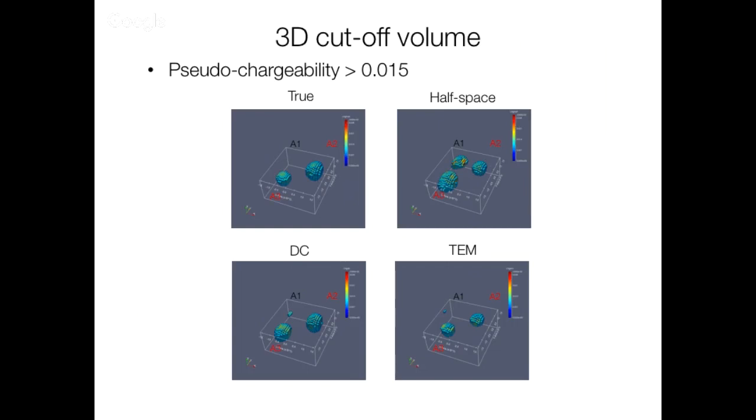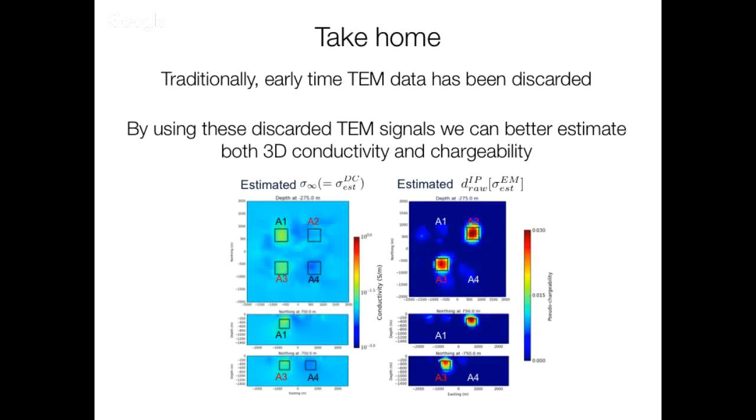And of course, now you can use both. I mean, you've got two pieces of information, so you could maybe do even better. So I think the take home was that traditionally for these kinds of experiments, this early time TEM data is not captured, it's just discarded. People look at it, oh, it's contaminated, let's get rid of it. But by using that discarded TEM data, we can get a better estimate of the conductivity and the chargeability. So that was the take-home thing, I think, for the grounded source.